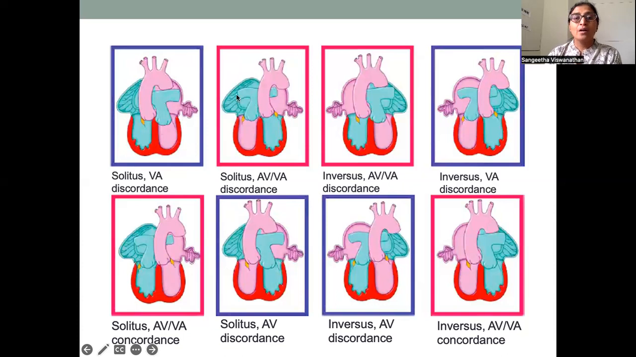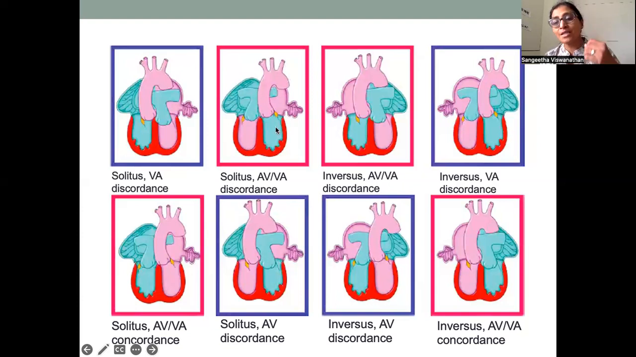Here, you have double discordance, that is, right atrium connecting to left ventricle. So, AV discordance and then left ventricle connecting to the pulmonary artery, VA discordance. Then here, left atrium connecting to the right ventricle connecting to the aorta. So, AV and VA discordance. Here, if you see, the deoxygenated blood is actually going to the correct place, although it is going through the wrong ventricle. So, this is called double discordance.